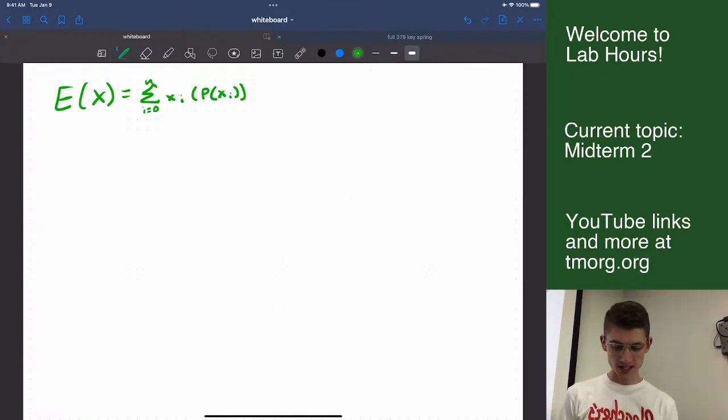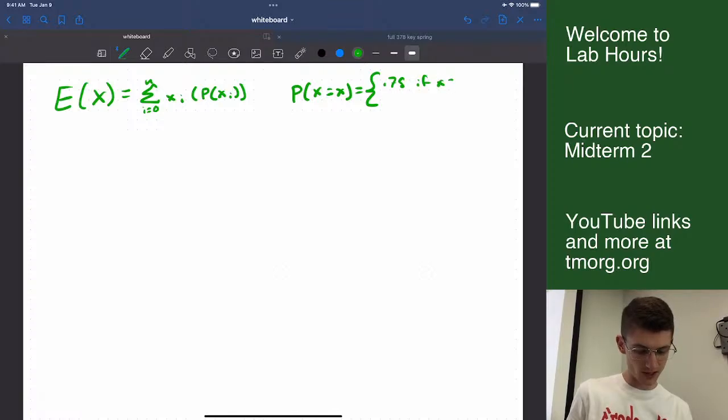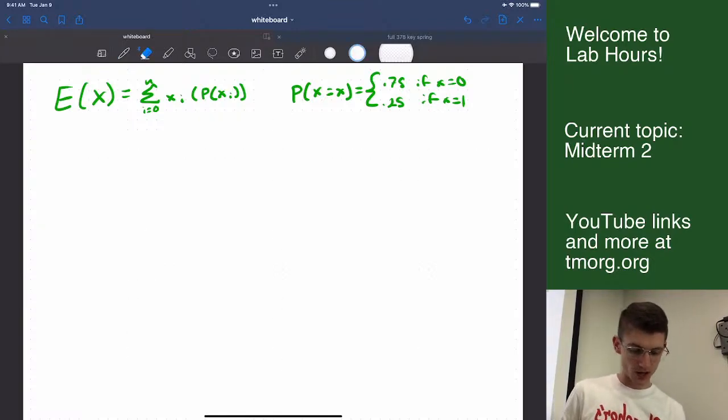We're going to remember that this E of x, the sum of the probability of x times x, was from when we had discrete distributions that looked like this: the probability that x is equal to a given x was equal to 75% if x is 0 and 25% if x is 1. Right, that's from the first midterm. We all remember that, that's old news, old money. So we're not going to worry about that anymore.